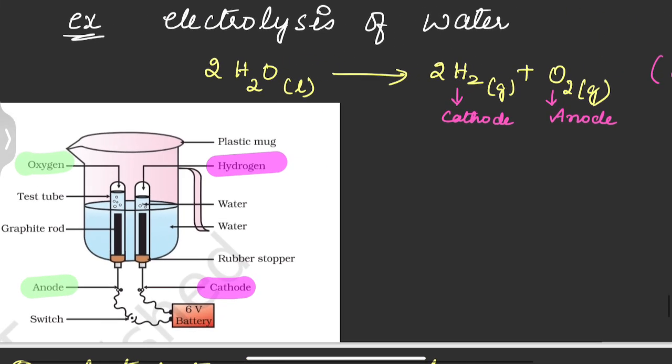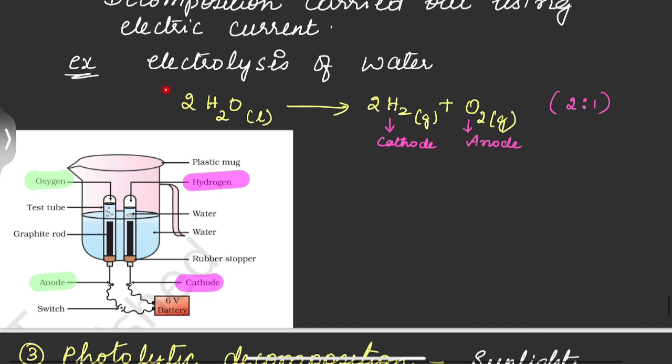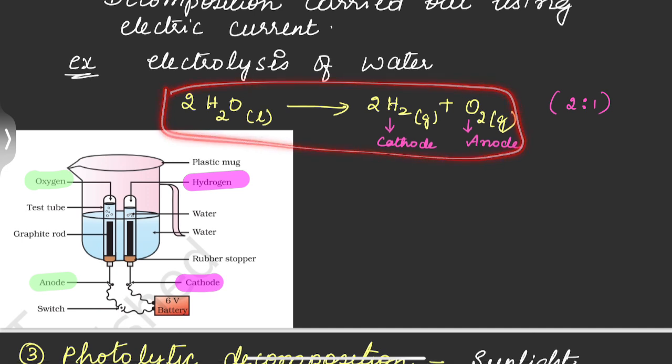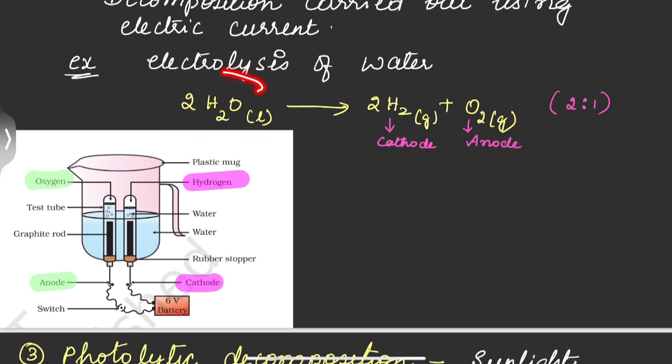In what ratio are they liberated? So see here, this is the equation. This is the balanced equation. So what happens is water will break and hydrogen gas will be liberated and oxygen gas is liberated. So where is this hydrogen gas liberated? At the cathode. Oxygen gas is liberated at the anode. What is the ratio they are getting liberated? It is 2:1. So hydrogen is 2 and oxygen is 1. So this is the ratio they are getting liberated.